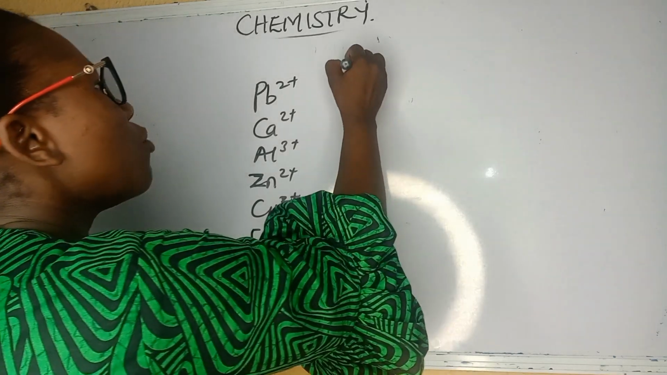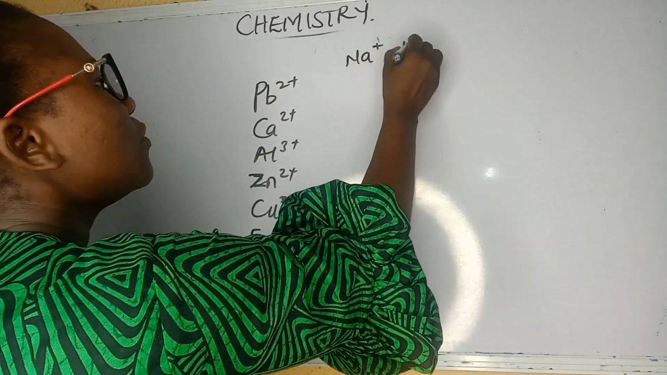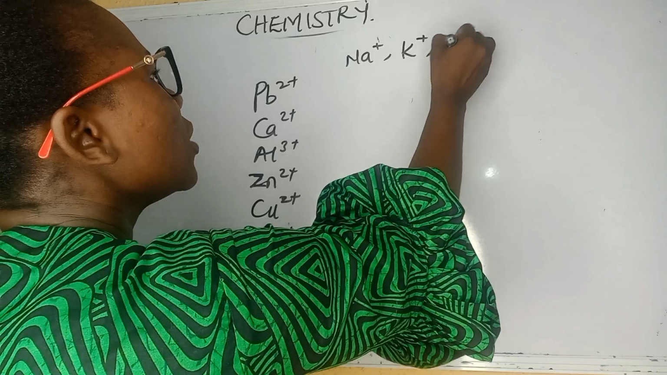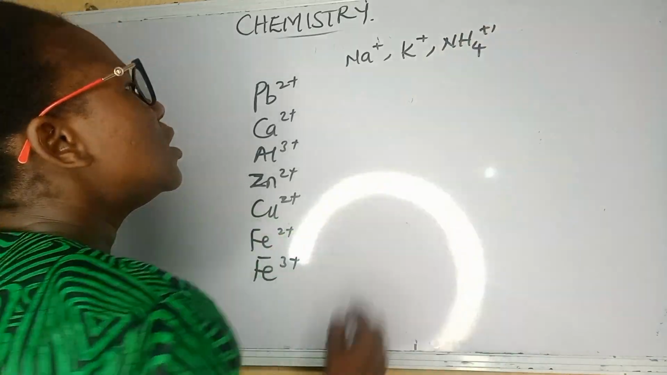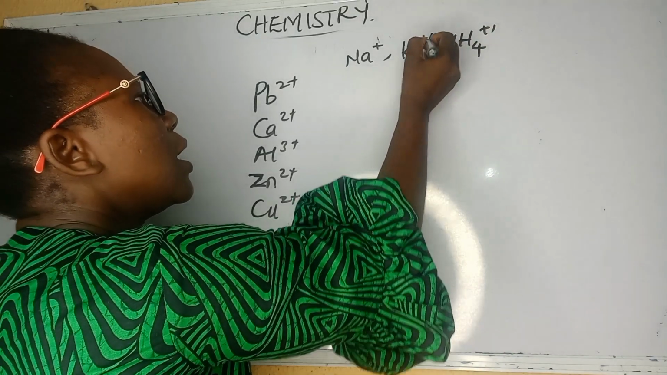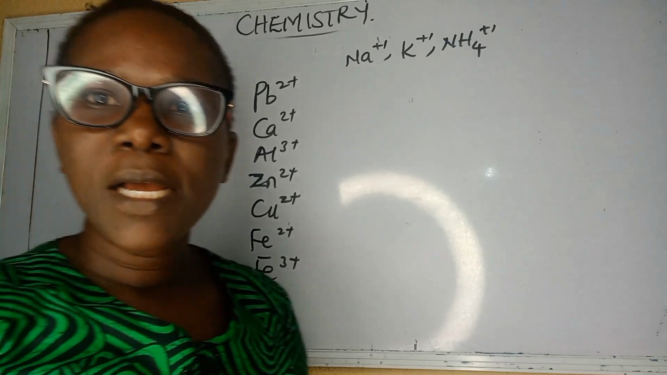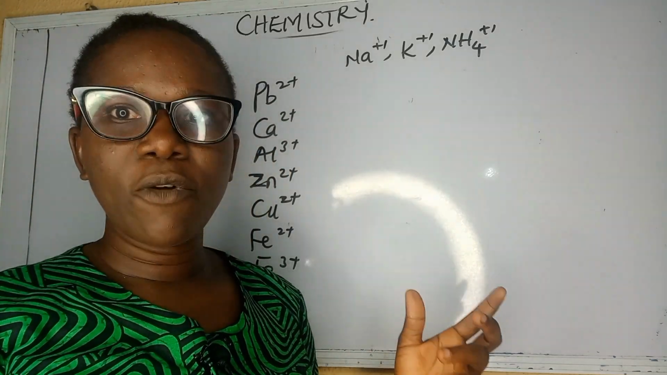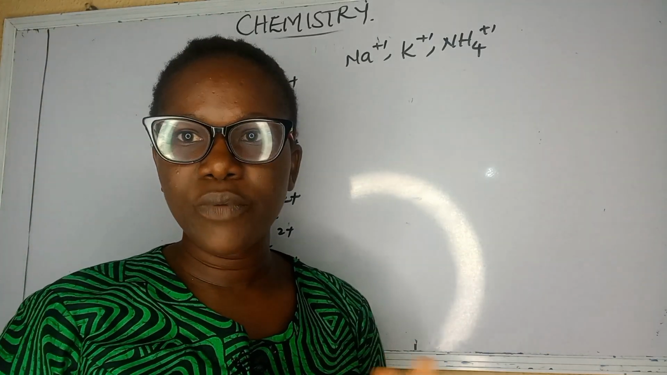Now, there are some other positive ions: sodium ion, potassium ion, and ammonium ion. These three ions are also tested for, but in this case they will show no reaction.